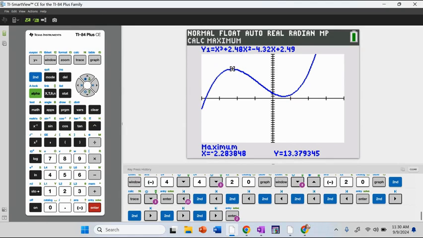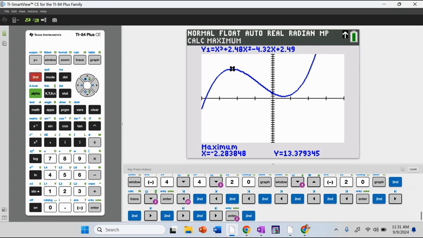Go ahead and write that down. Okay, so negative 2.28, comma 13.4, or you can go 3.7, I think 3.8. A common thing is to go to the 100th or 1,000th, which is how they usually round on the AP exam.